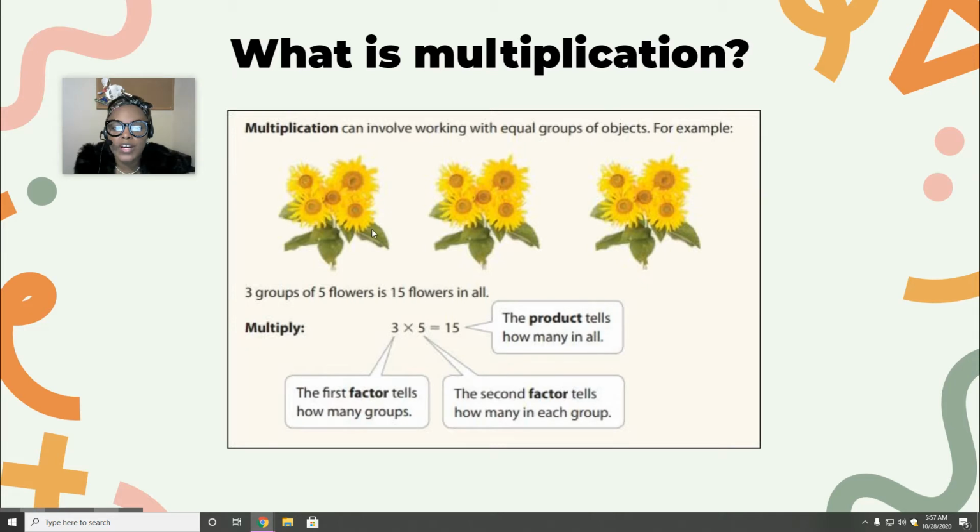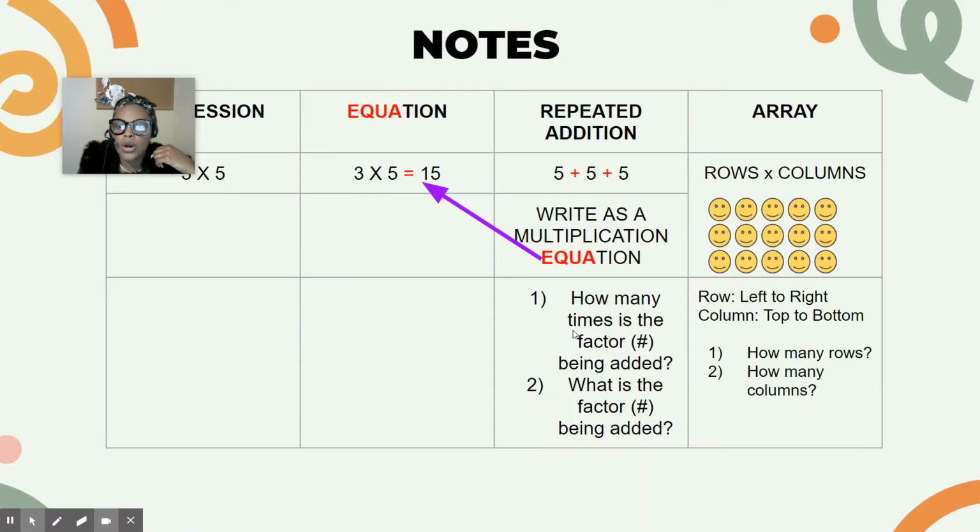1, 2, 3, 4, 5. And the answer is called the product. So that's a little recap on what is multiplication. Yay, I see it. That's multiplication. But now let's really talk about the differences and talk about arrays, because that's the goal today.